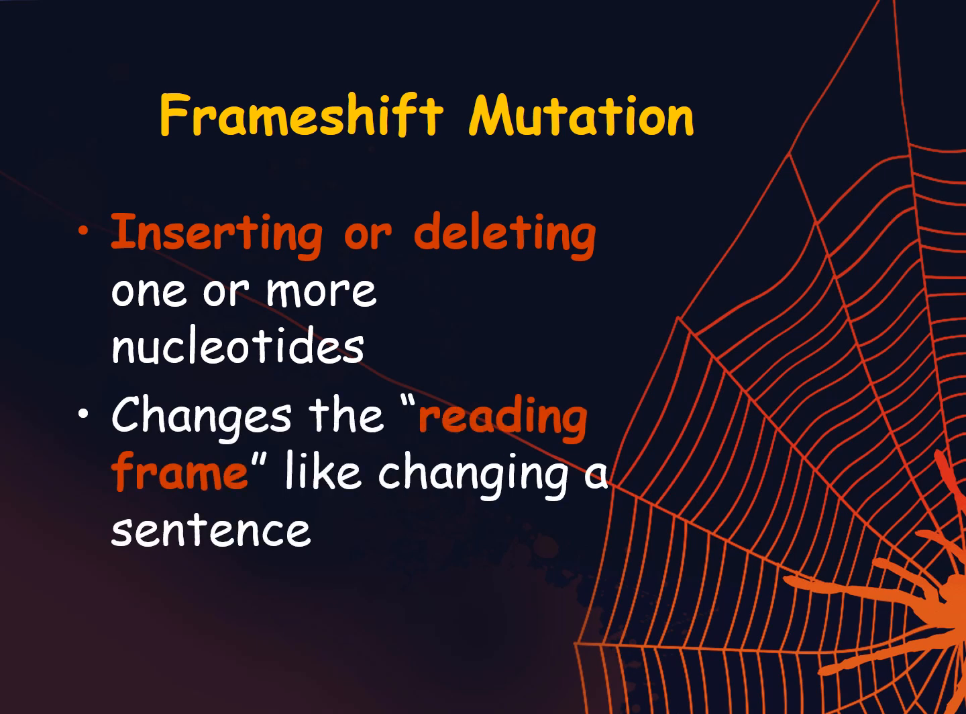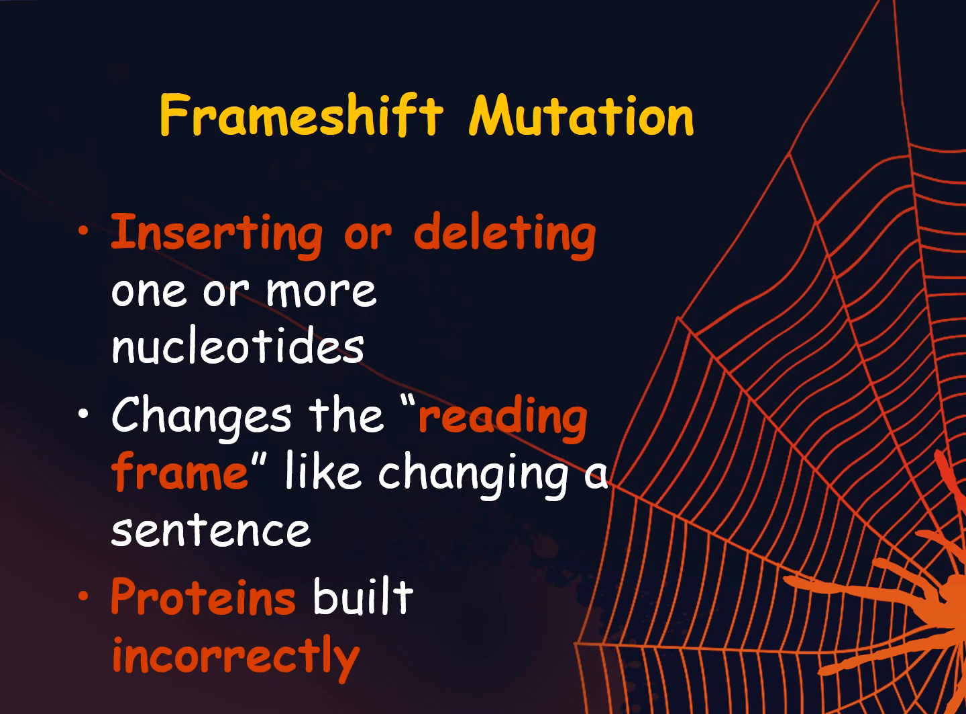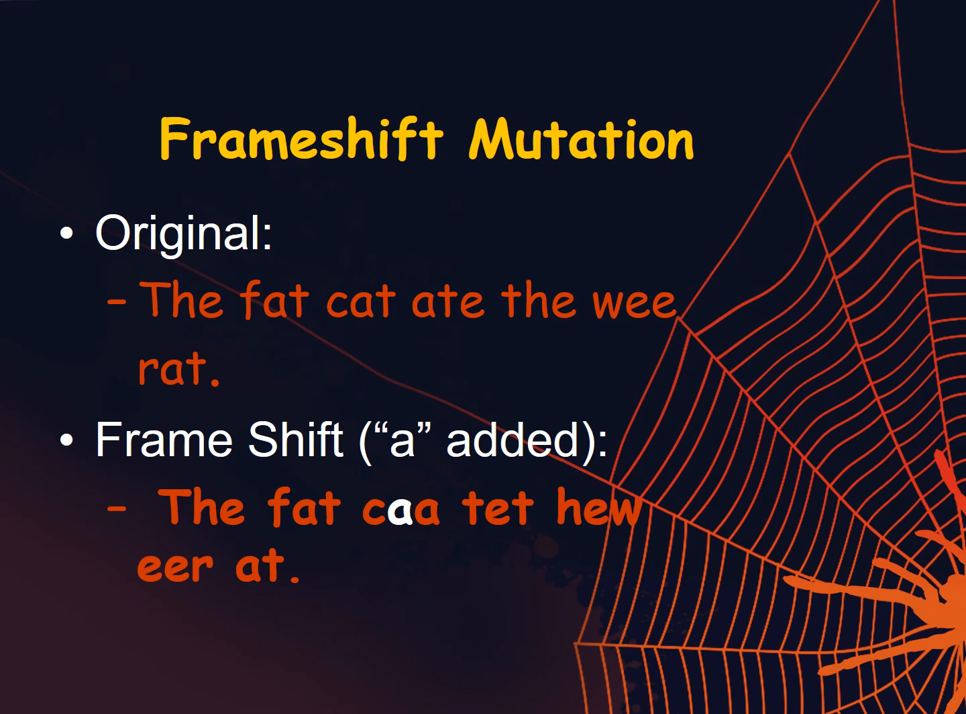So instead of AUG, we might have AGG. Because we took the U out, it caused everything else to scooch up. And so it changes our sets of three. When this happens, typically our proteins are going to be built incorrectly. So when you're thinking about it, the original, the fat cat ate the wee rat. But if we add one single A, the fat ka, and see, all we did is we shifted one over.